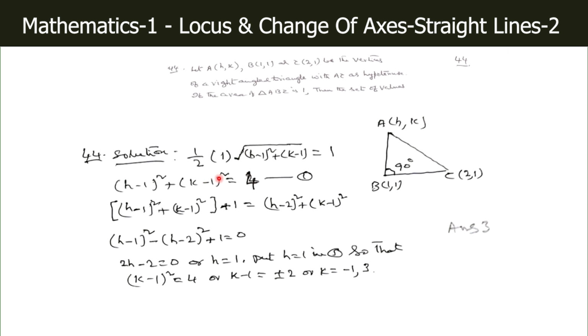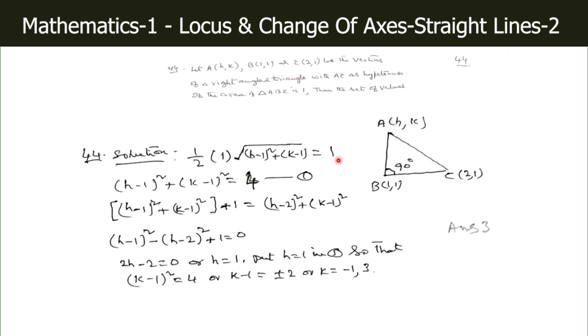Now, you know that the area of a right angle triangle is half base multiplied by the height, is it not? So, half of BC into AB. That means half of 1 into square root of (h minus 1) whole square plus (k minus 1) whole square is equal to 1. Because the length BC, which is 2 minus 1, is simply 1 itself. So, BC is equal to 1 and AB is equal to square root of (h minus 1) whole square plus (k minus 1) whole square.